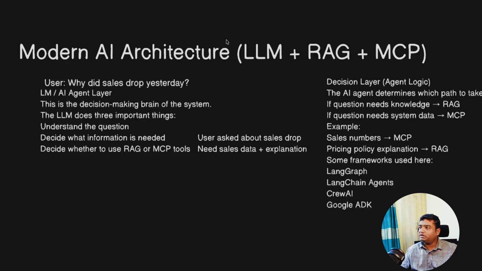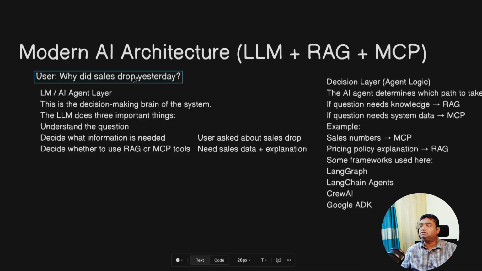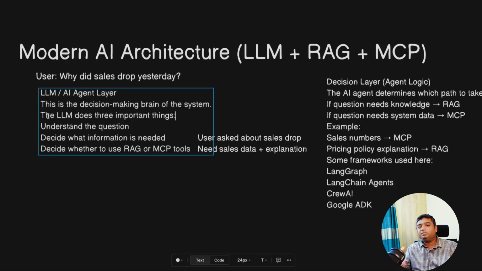So the modern AI architecture is LLM plus RAG plus MCP. For example, there is a question: why did sales drop yesterday? This is the LLM, or the AI agent layer. This is the decision-making brain of the system. As we have seen, the LLM decides which tool to use from the MCP server. So this is the decision-making area. It understands the question, decides what information is needed, and decides whether to use RAG or an MCP tool.